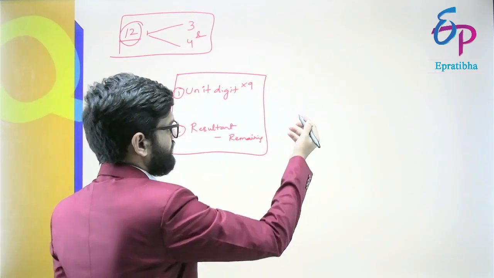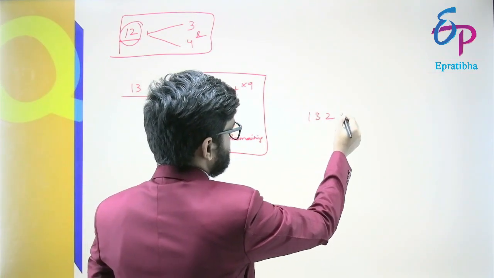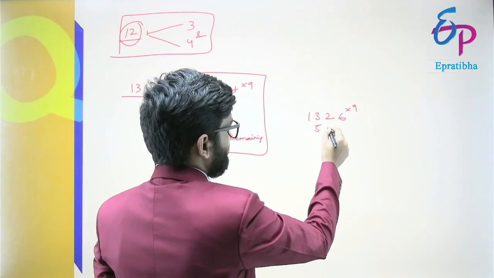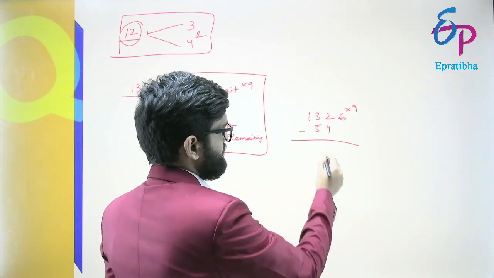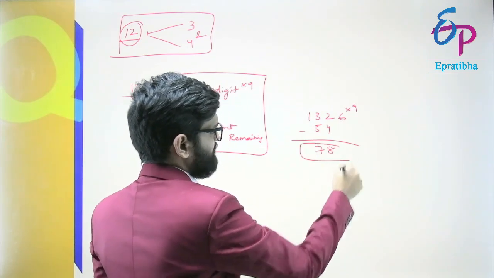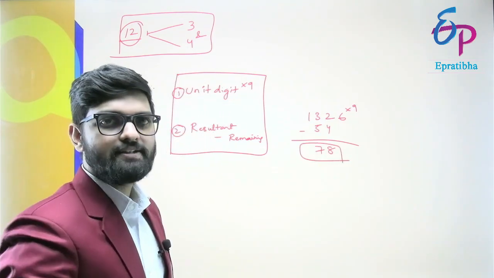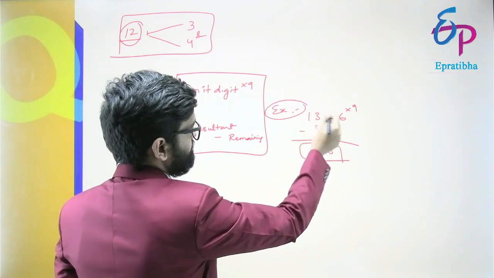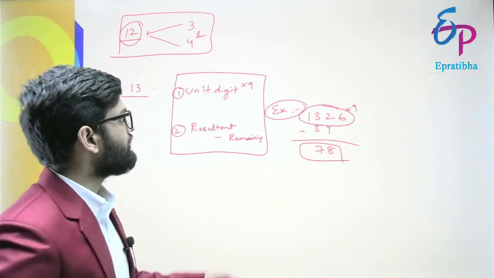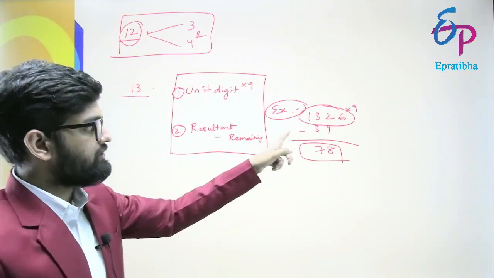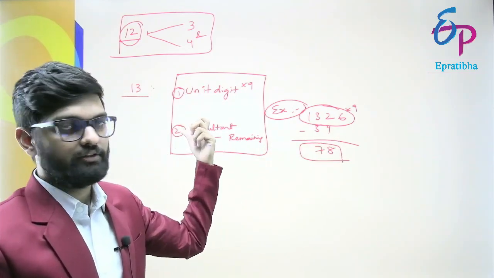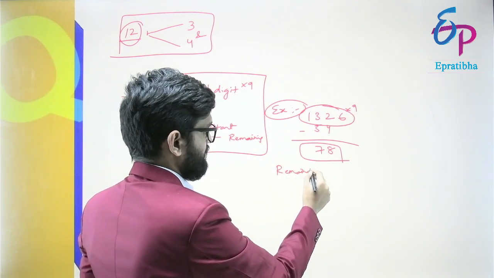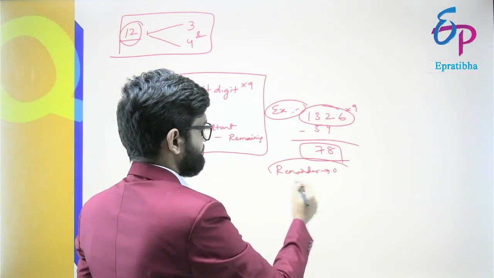Now if you take the number 1326, what will you do? 6 nines are 54. You have to take the difference, right? So it will be 78. 78 will come in the 13 table. Yes, 13 sixes are 78. So you can tell this number is directly going with the 13 table. Our 1326 is divisible by 13. Divisible means the remainder should be 0. Don't forget that again. The remainder should be 0.